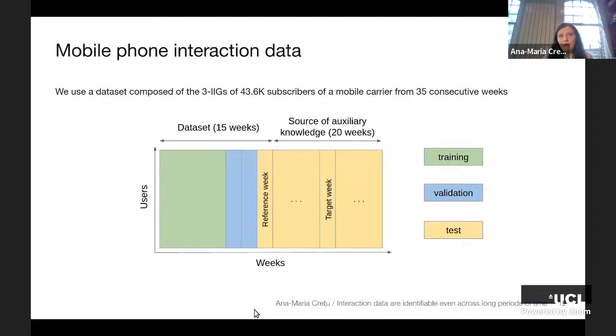We selected one part of the data set, 15 weeks, which we assumed would be available to an attacker. This part of the data set is used to train the model, to sample embeddings for the triplet loss and optimize the embedding model. And then we take the last week in the data set as our reference week. This is used to compute weekly embeddings of people in the data set. And then the auxiliary information that would be available to the attacker comes from one of the target weeks, one of the remaining 20 weeks. And we will vary both the number of hops available to the attacker, as well as the time delay between the reference and target week, to see its impact on the re-identification rate.